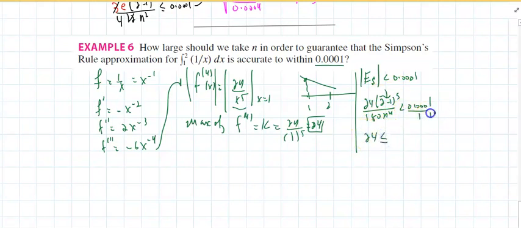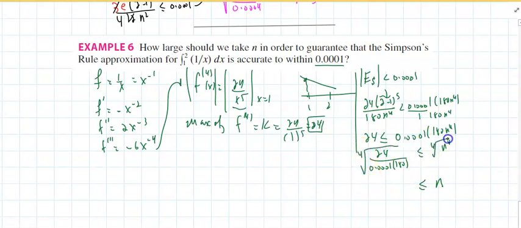If I get a common denominator, I could simplify this, but I'm going to use a calculator anyway, so what's the point? This is 0.0001 times 180 n to the 4th, so n to the 4th is bigger than or equal to 24 over. Of course, I could multiply some of those. And if I plug this in my calculator, I'm getting n to be bigger than or equal the 4th root of this. And in my calculator, I got this to be 6.04. We always round up.